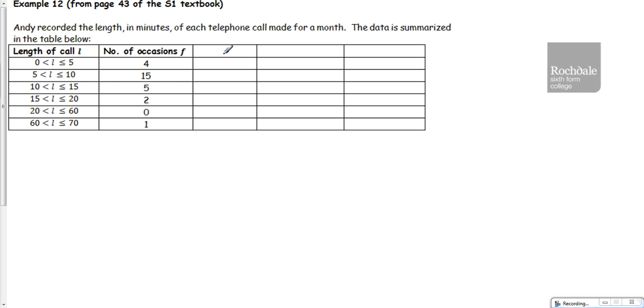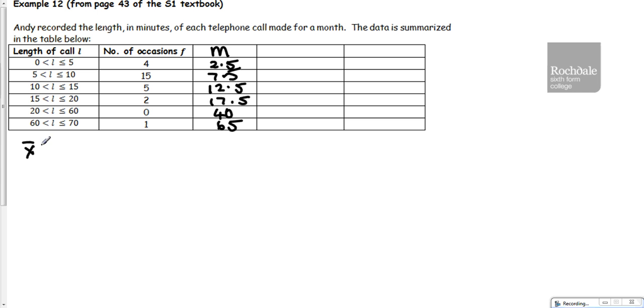Every time we've got grouped data, we start by working out the midpoint. Midpoints of these intervals are fairly easy to work out. Again, add together the end points, the class boundaries, and halve it. So that would be 12 and a half, 17 and a half, 40, and 65. Always working with the midpoints. So what we're saying now is that we had 2.5 minutes 4 times, 7.5 minutes 15 times, and so on.